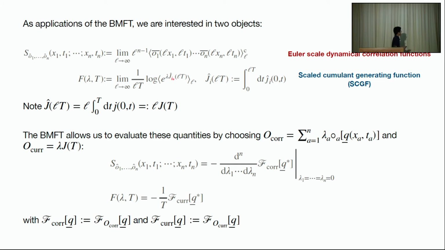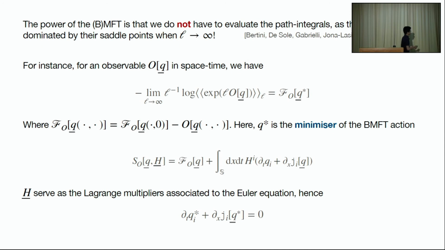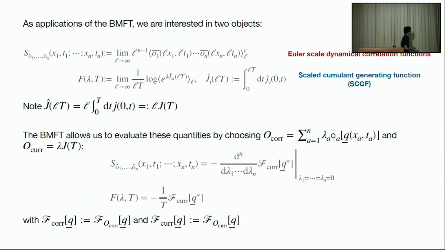To make things concrete, I'm going to focus on these two quantities. The first one is, as I advertised, the Euler-scale dynamical correlation function. But the second quantity might not be so intuitively clear to you. It's actually a very physically important quantity called the scaled cumulant generating function. It's basically a quantity that tells you how the currents are going to fluctuate. So it is also experimentally relevant. Just to check the validity of the theory, I'm going to evaluate these two quantities. And to do that, you have to choose O, the observable, in these two ways, where the lambdas are simply some parameters.